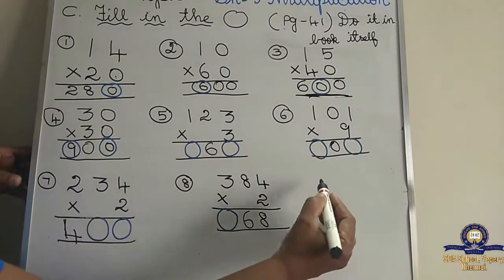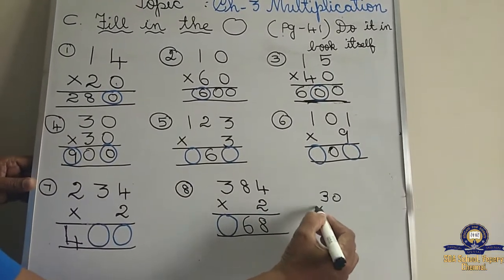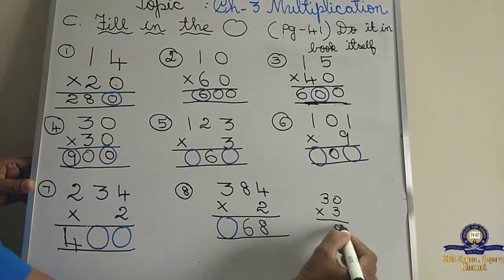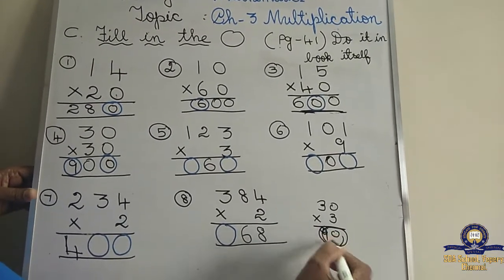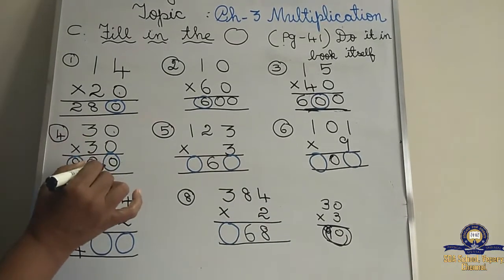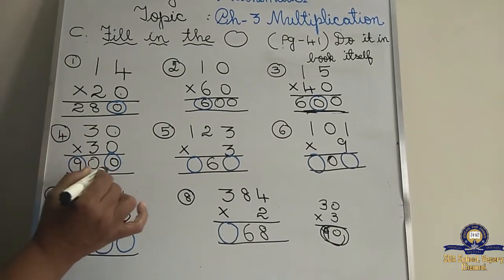For reference, I'll show 30 into 3. 3 3s are 9. Understood? What's the answer? 90 is coming. So you have to bring down this 0 here. So 900 will come. Understood?